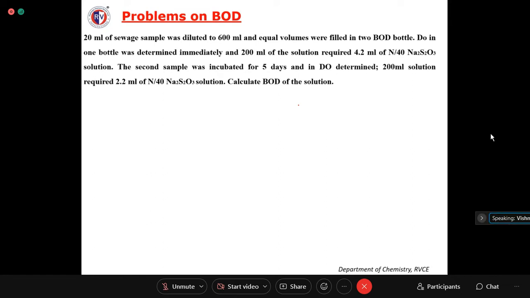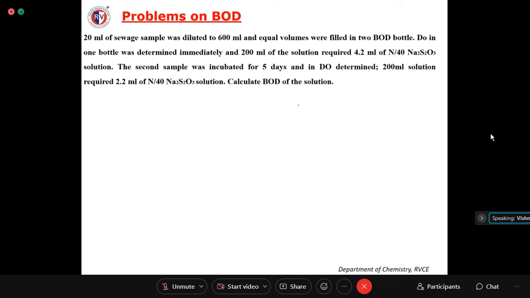See, we made 600 ml. We separated it into two equal halves. One half will be directly taken for the DO analysis. What is DO analysis? Dissolved oxygen determination. Immediately, that means on day one, you are going to do dissolved oxygen determination. And the other half, you will keep for 5 days for incubation. Then again, you will do the same DO determination. That one only I am going to give as the problem.